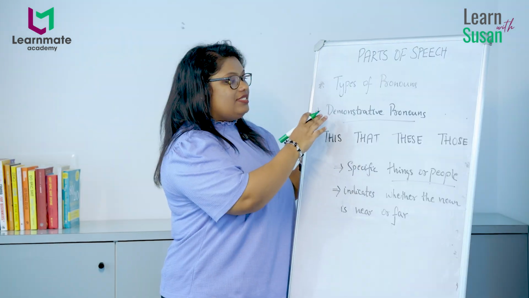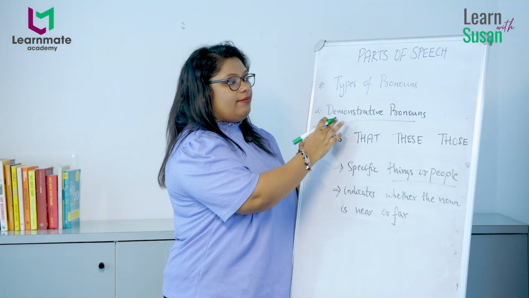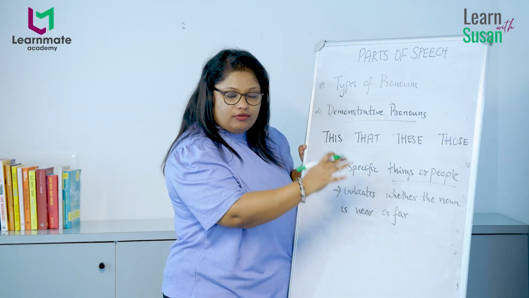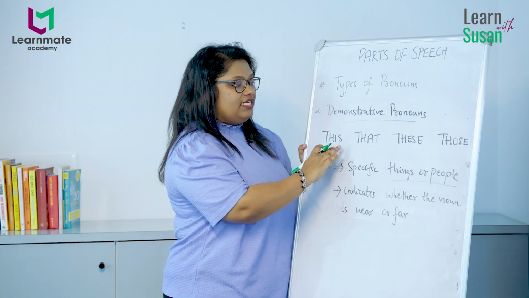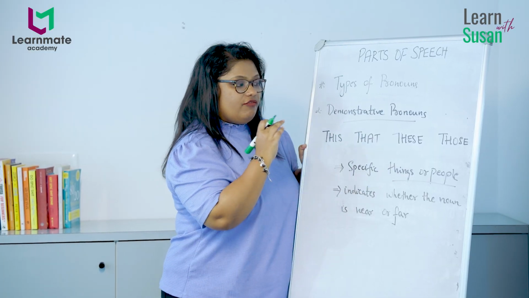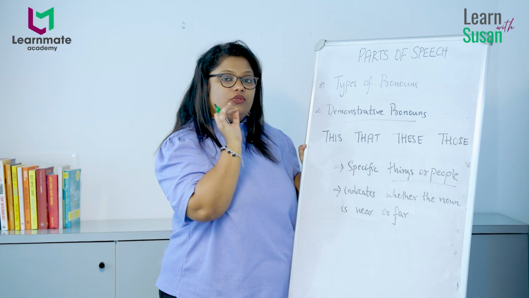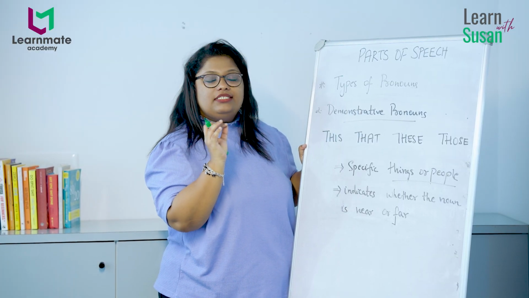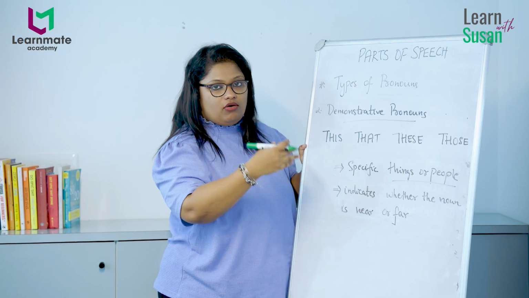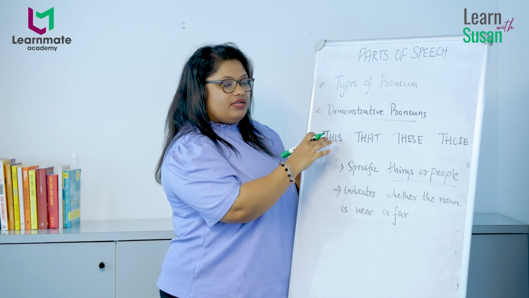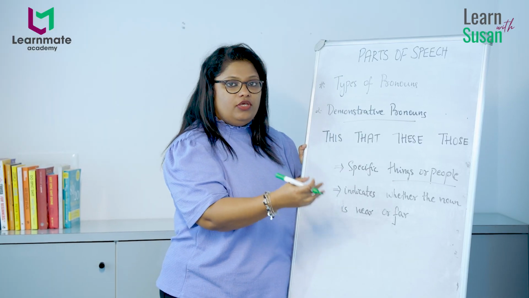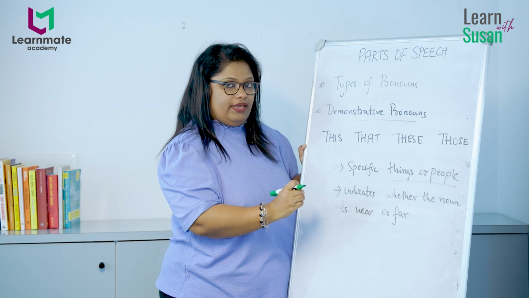Now the second type of pronoun is the demonstrative pronoun. So there are four main demonstrative pronouns that we use in English grammar: this, that, these, and those. Now they refer specifically to things or people and can indicate whether the noun that we are talking about is near or far. So for example, this is my book. So I'm talking about a book which is mine but which is close to me.